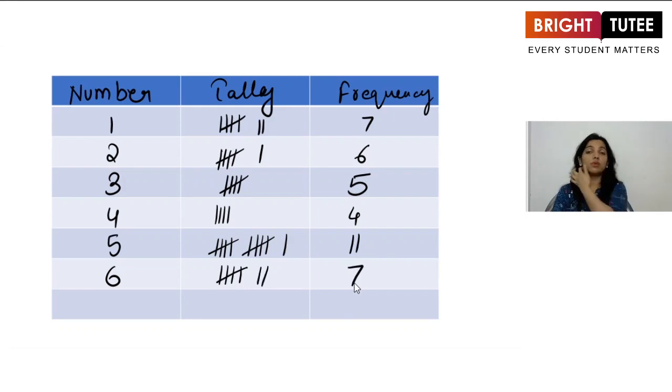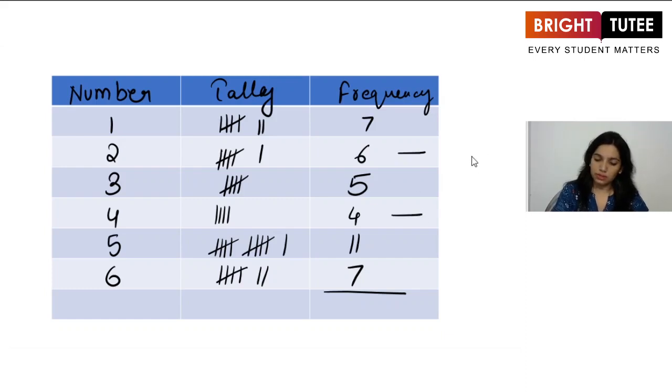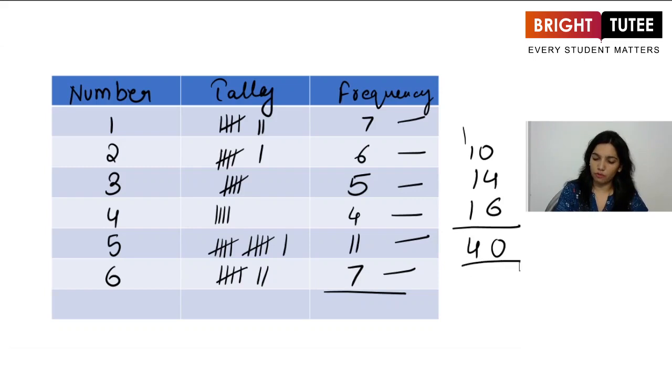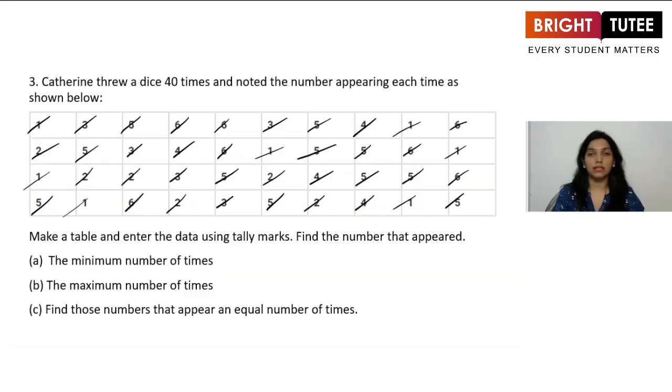Okay, let us find what is the total number of frequency that we have entered here. So it is 6 plus 4 is 10. Then we have got 7 plus 7 is 14. Then we have got 5 plus 11 is 16. So here it is 0 and here it is 40. So clearly we can see a 40 coming up here, and this is the number of times that she threw the dice. So it is 40. So it is confirmed that we have taken care of all the numbers that are given in the data.